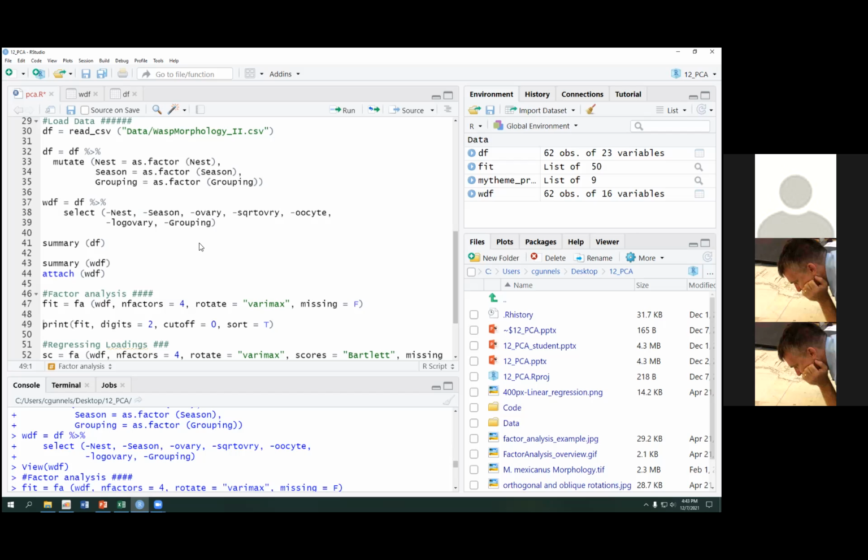Ideally, in most situations, you want a variable to only load on a single factor. You want it to ideally fit just one factor. It won't always in every situation. And morphology, it tends not to because that first variable, size, tends to overwhelm everything else.